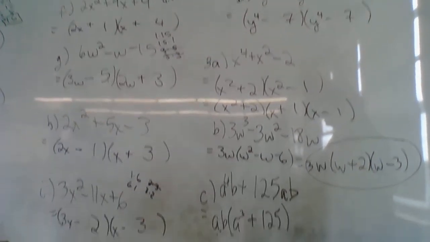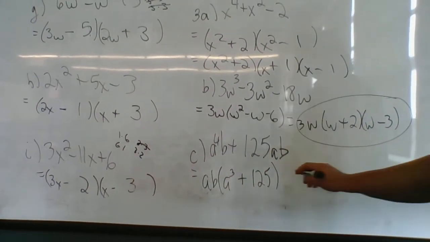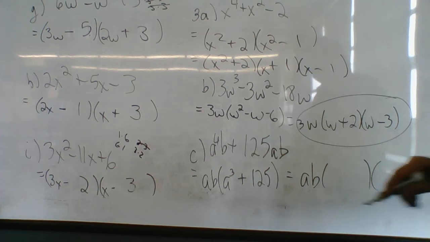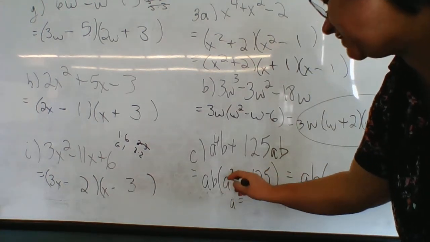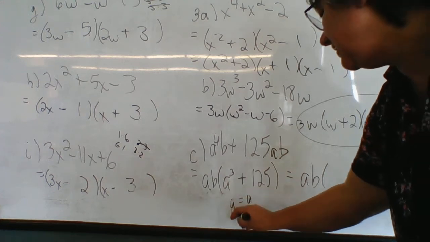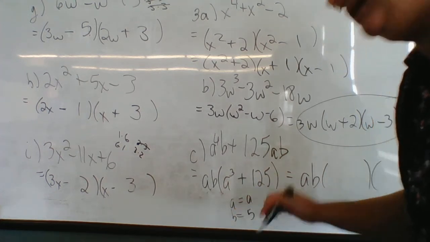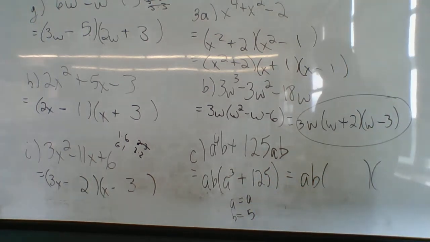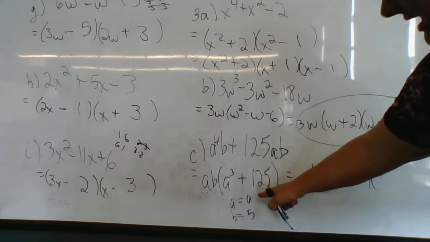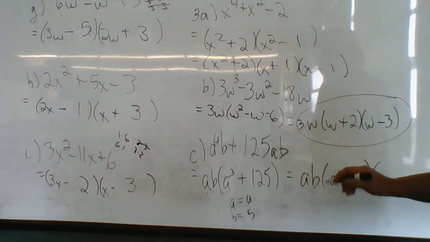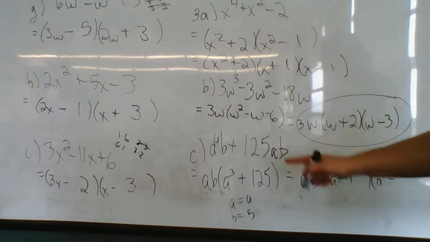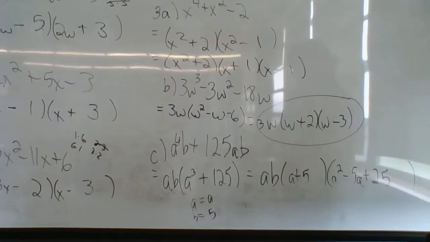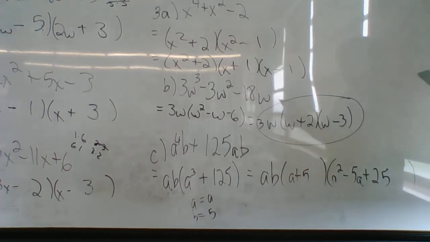This problem way down here. Here we go. AB hangs on. Now we're doing our formula. We have to determine the cube root of A cubed is A, and the cube root of 125 is 5. A is A, and B is 5. According to our formula, it's A plus B. That's A plus 5. A squared, which is A squared, minus A times B, 5A, plus B squared, 25. Is that what I got? That certainly is.